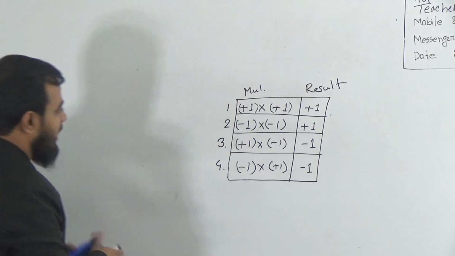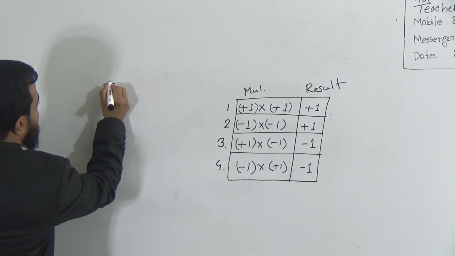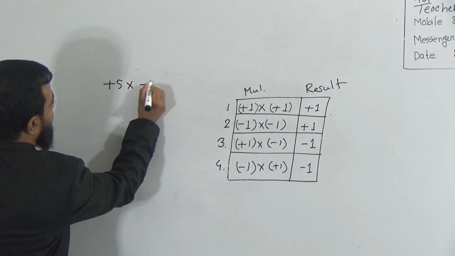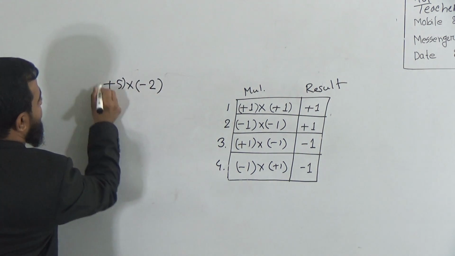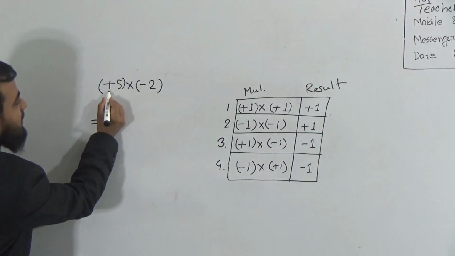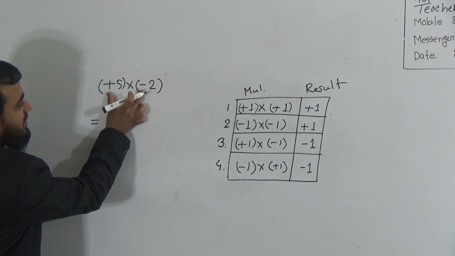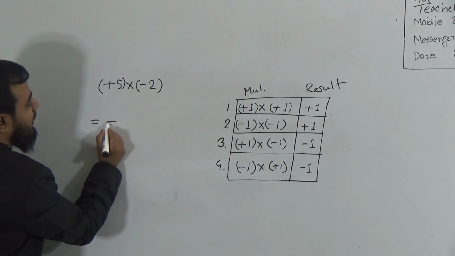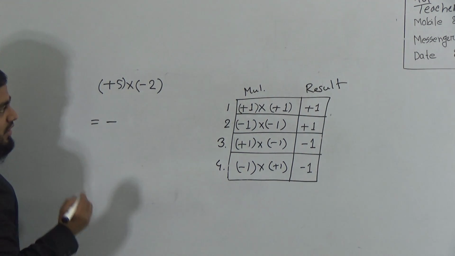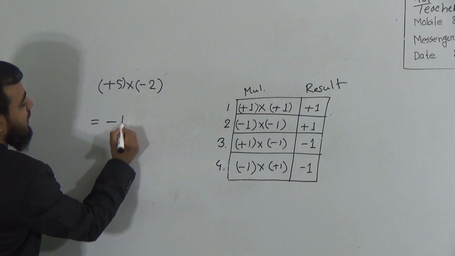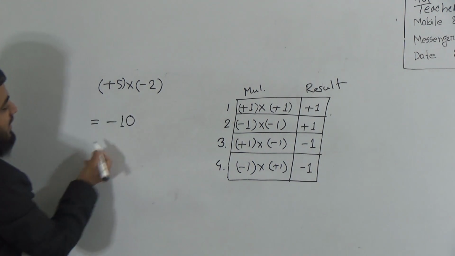For example, I can write +5 multiplied with -2. Look, here is a plus sign and a minus sign. That means the signs are not same, that means different signs. So we will get a minus sign as a result. And 5 twos are 10. So our result will be -10.